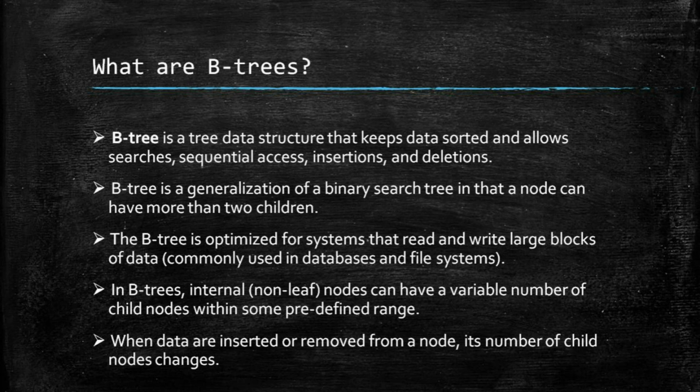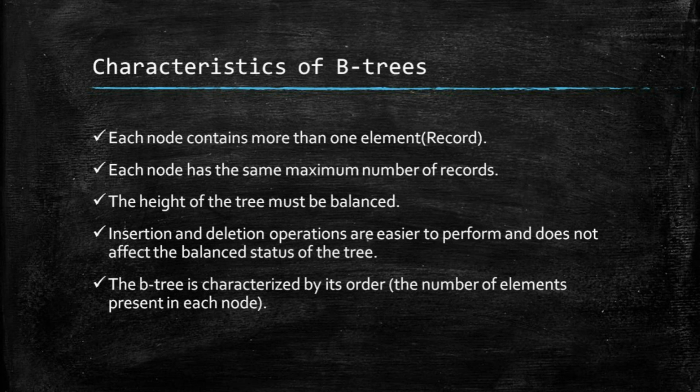In B trees, the internal nodes, that is the non-leaf nodes, can have a variable number of child nodes. When data are inserted or removed from a node, its number of child nodes changes. In order to maintain the range of the B tree, internal nodes may be joined or split. B trees do not need rebalancing as frequently as other self-balancing search trees.